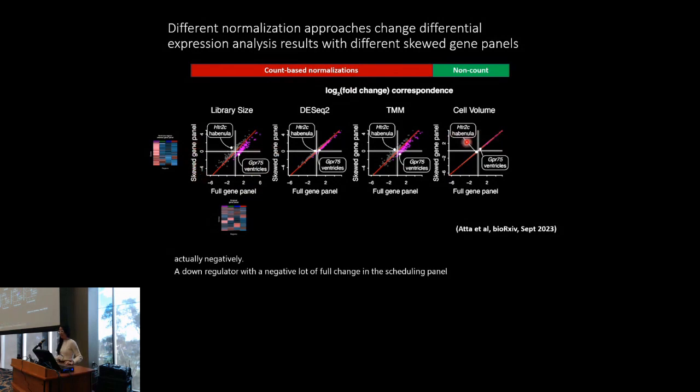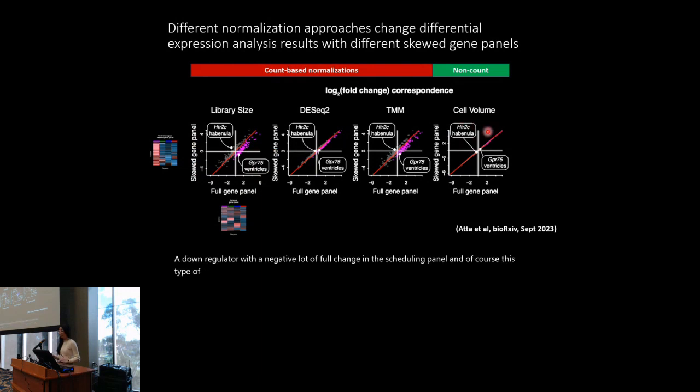And of course, this type of discrepancy is not observed in cell volume-based normalizations because we're not relying on the number of genes that we detect in a cell volume normalization. But of course, there are other limitations to cell volume normalization that we try to highlight a bit more in our preprint. So I encourage you to check that out to learn more.